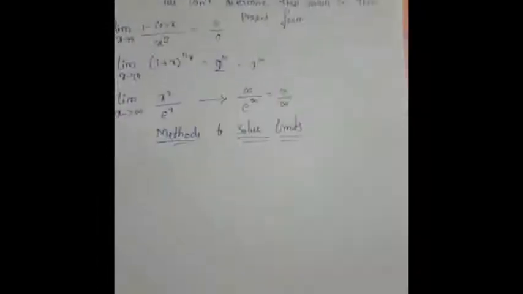This is a lengthy method. So there are some shortcut methods to solve this. We have to put directly whatever value they are approaching. Then if you get an indeterminate value, we have to use another method. If you get a finite value, that's fine, that is the limit of that particular function.